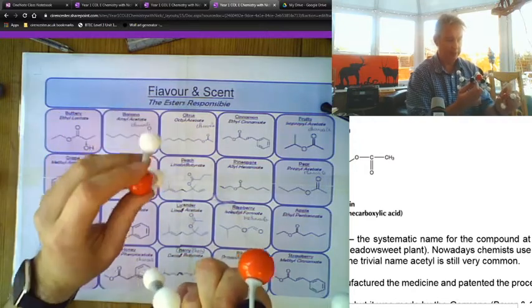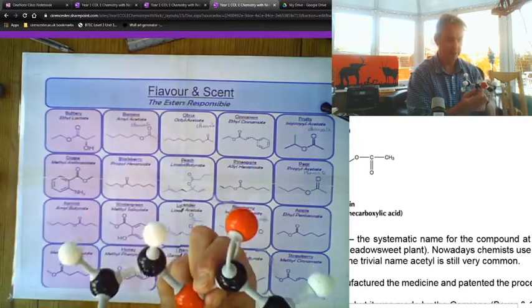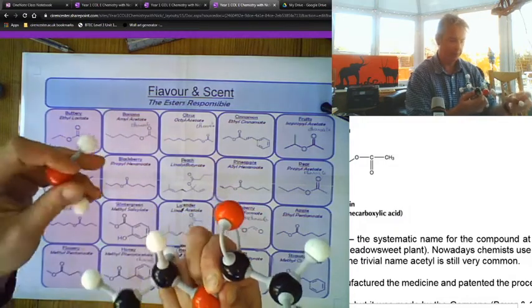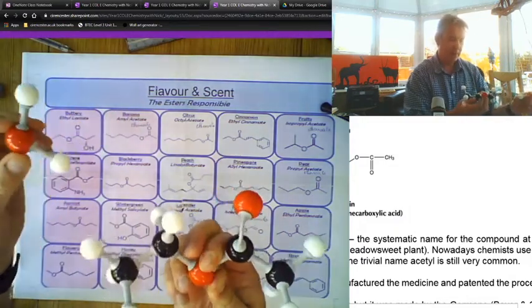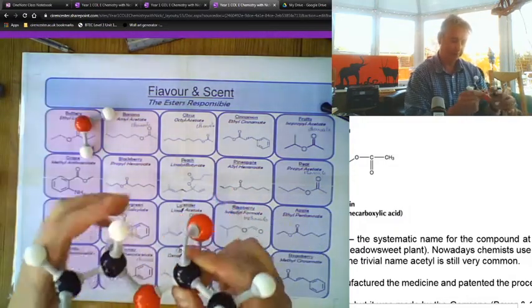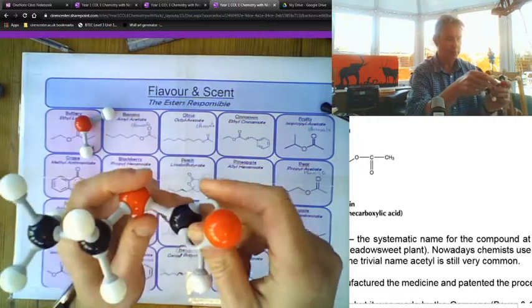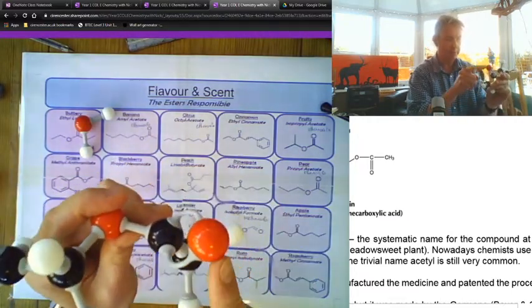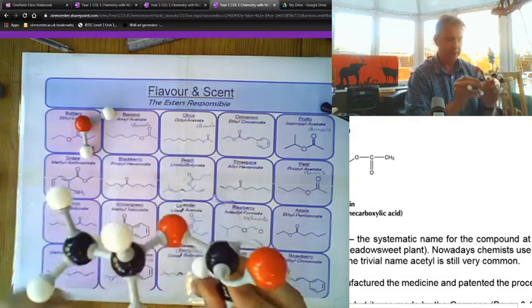It's a nucleophilic attack because of the lone pairs that were on this oxygen here. Well, it's still going to be there. And now I've got my ester link. And there's that ester link. So always look for this: oxygen, carbon, double bond oxygen. That's going to be an ester link.